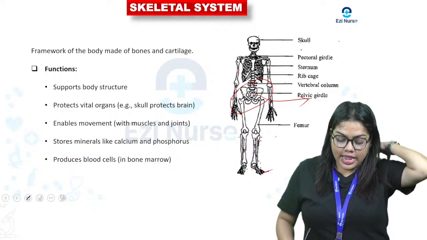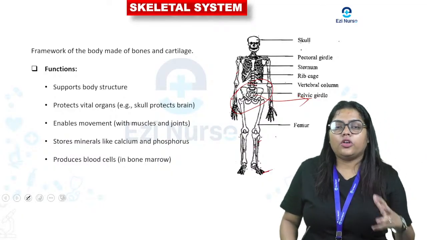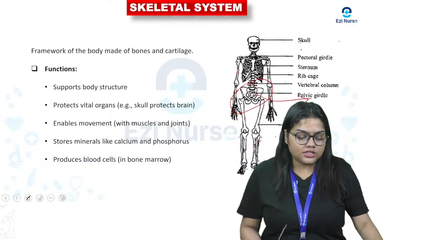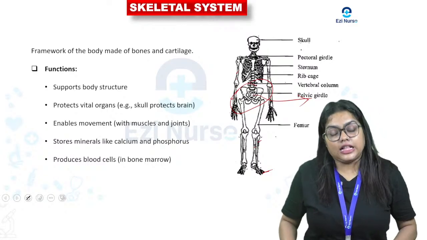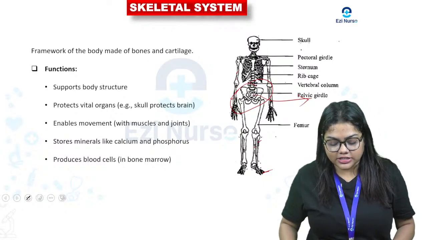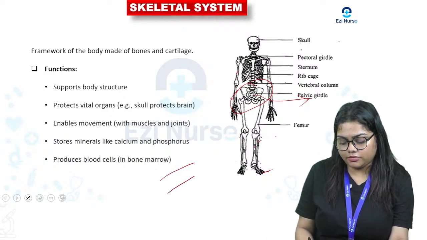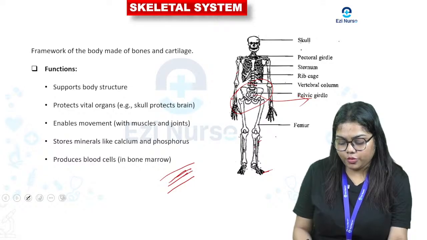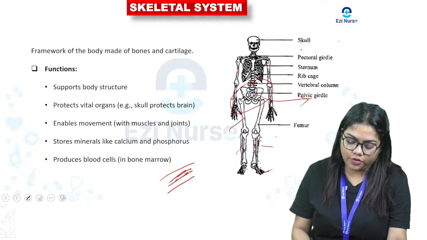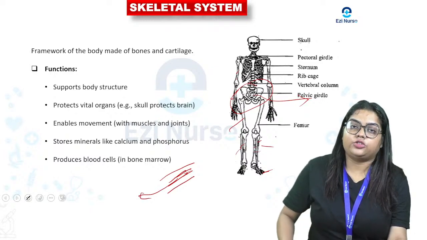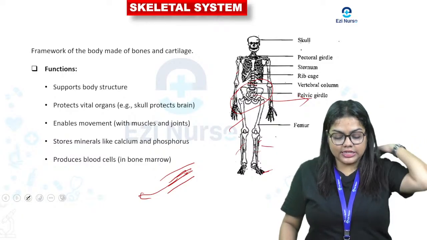Next is enabling movement. It helps us move forward and backward, and move our body parts with the muscles and joints. It stores minerals like calcium and phosphorus and produces blood cells in the bone marrow. In most bones there is bone marrow, especially in the femurs, and from that bone marrow the blood cells are produced. So this is about the skeletal system.